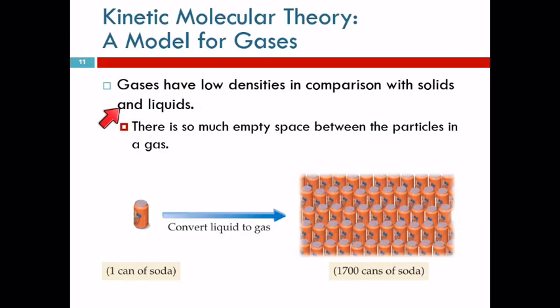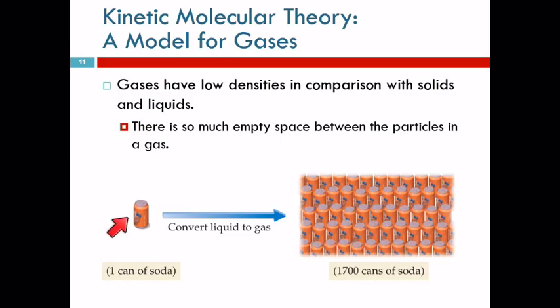Gases have low densities compared to solids and liquids. And this is because there's so much empty space between the particles. Density is the mass divided by the volume. If the volume is much larger because of all that empty space, then the density is going to be lower.